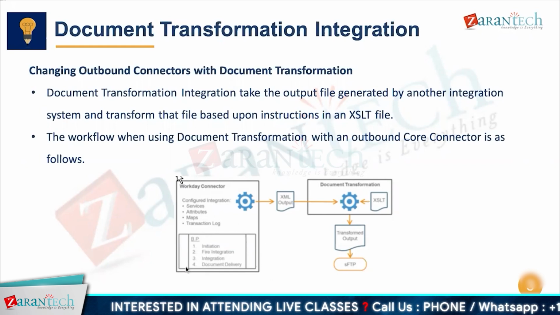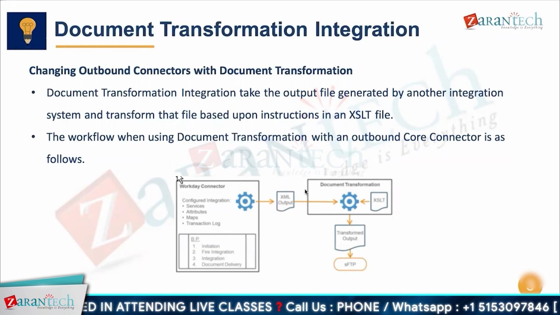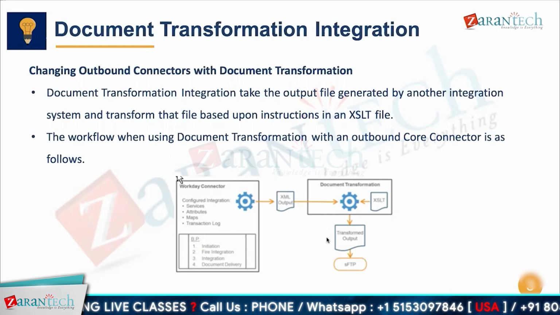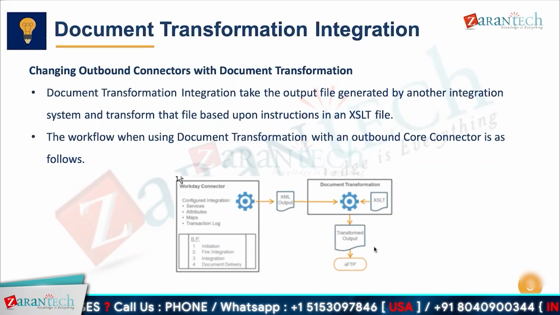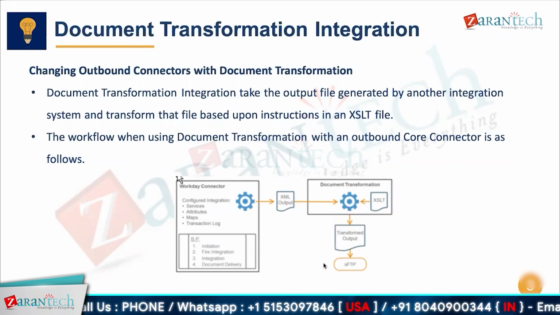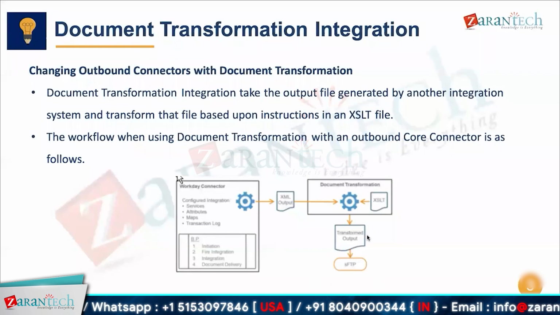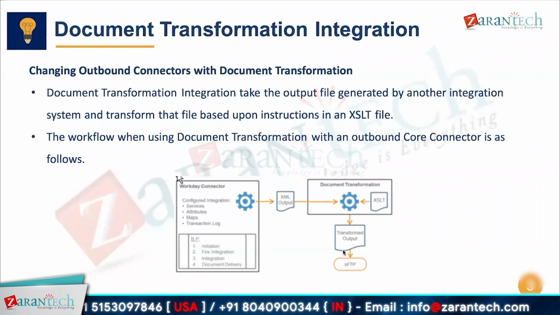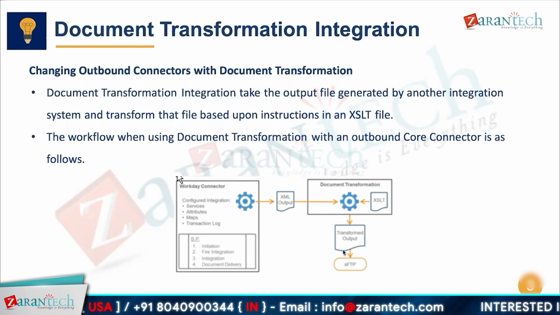So what this core connector is doing is taking the output format, transforming it into another format, and then putting that transformed output to a specific location. Again, that's just an example. It all depends on how we want that output to be delivered. In this particular case, we are putting it to a specific file server, for example.